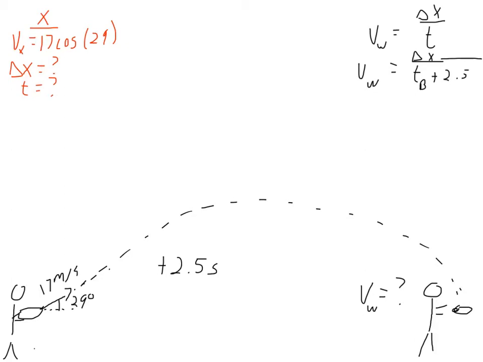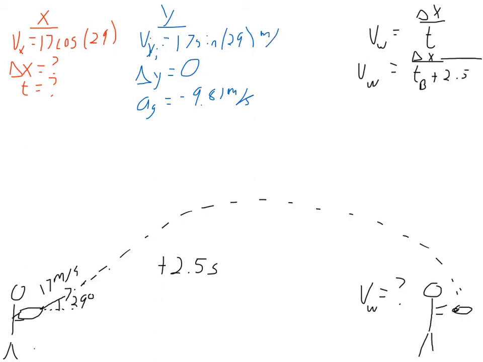Y-axis, now, the initial velocity, let's do yi there, is going to be 17 sine 29. Delta y here is going to be 0. Assume that the wide receiver and the quarterback are about the same height, so it's all being caught on the same level playing field, if you will. Acceleration of gravity, negative 9.81 meters per second squared, and let's actually give a meters per second up there. Also note, positive initial velocity, negative acceleration, because the ball was going up and gravity is going down.